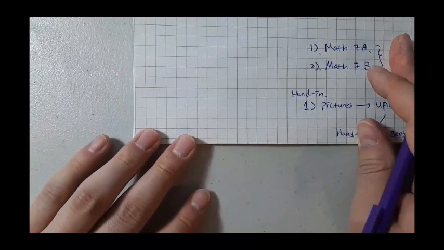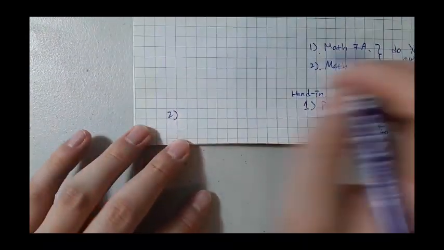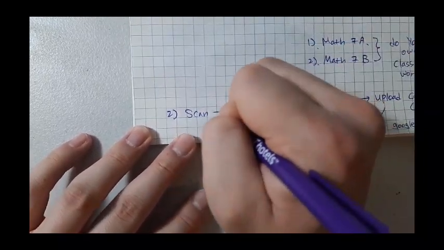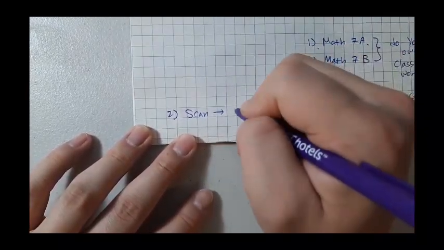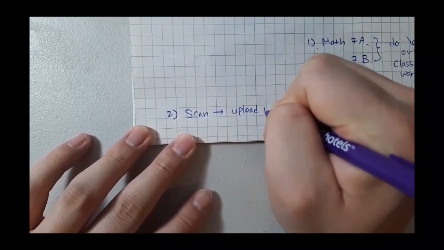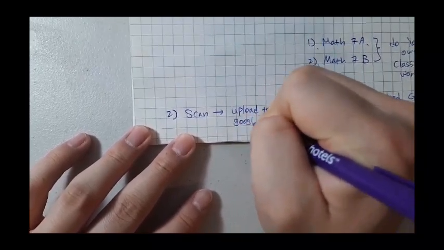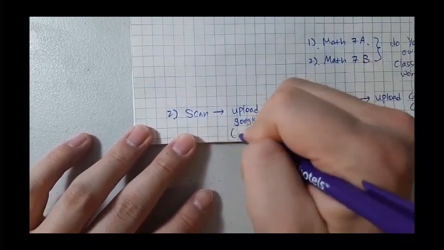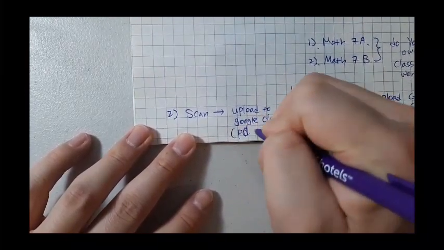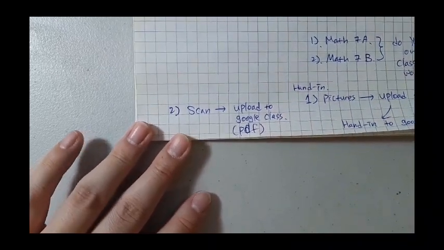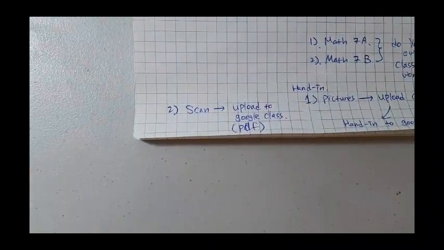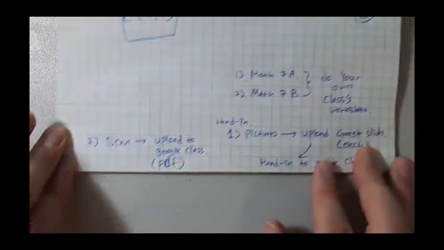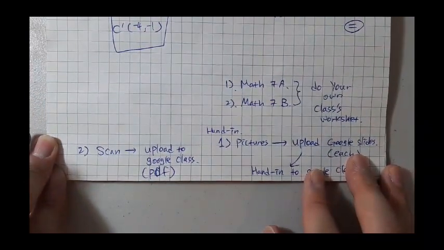That's one method. When it comes to method number 2, if you have a printer scanner, scan your assignment and just upload to Google Classroom. Generally, if it's a scanning situation, it will be a PDF file. If you have a hard time, please ask your parents for how to upload. Okay? Thank you.